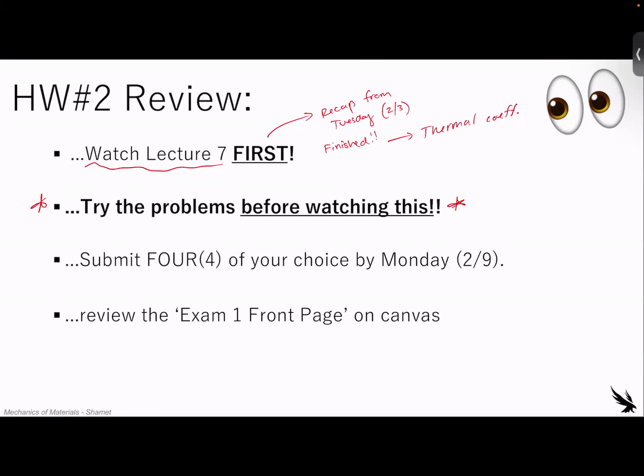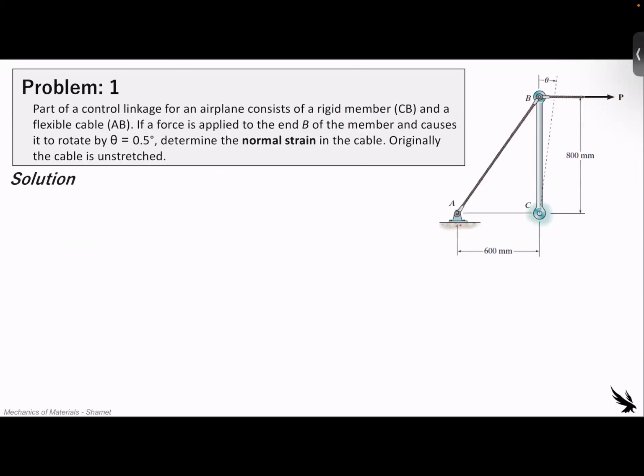All right, well, let's get started then. So problem 1 looks something like this. I'm going to read it. Part of the control linkage of an airplane consists of this rigid member CB and a flexible cable AB. And if the force applied at the end, shown P, causes a rotation of 0.5 degrees, so very small, determine the normal strain in the cable. So this cable is going to be the AB.